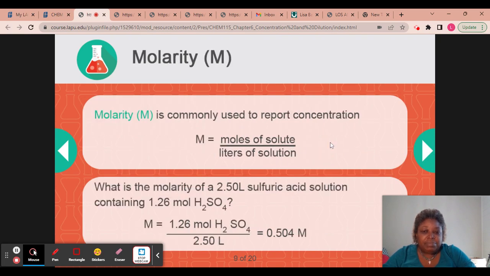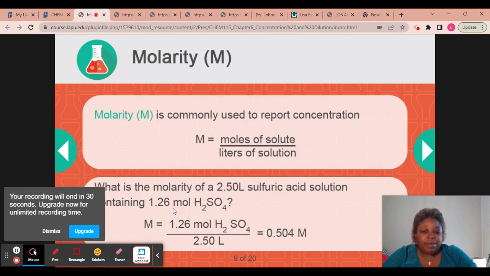But what I want to get to is molarity. Molarity is equal to moles of solute divided by your liters of solution. In this particular example, it says, what is the molarity of a 2.50 liter sulfuric acid solution containing 1.26 moles of sulfuric acid, H2SO4? So we have our moles, 1.26 moles over 2.50 liters, and we get 0.504 molar.